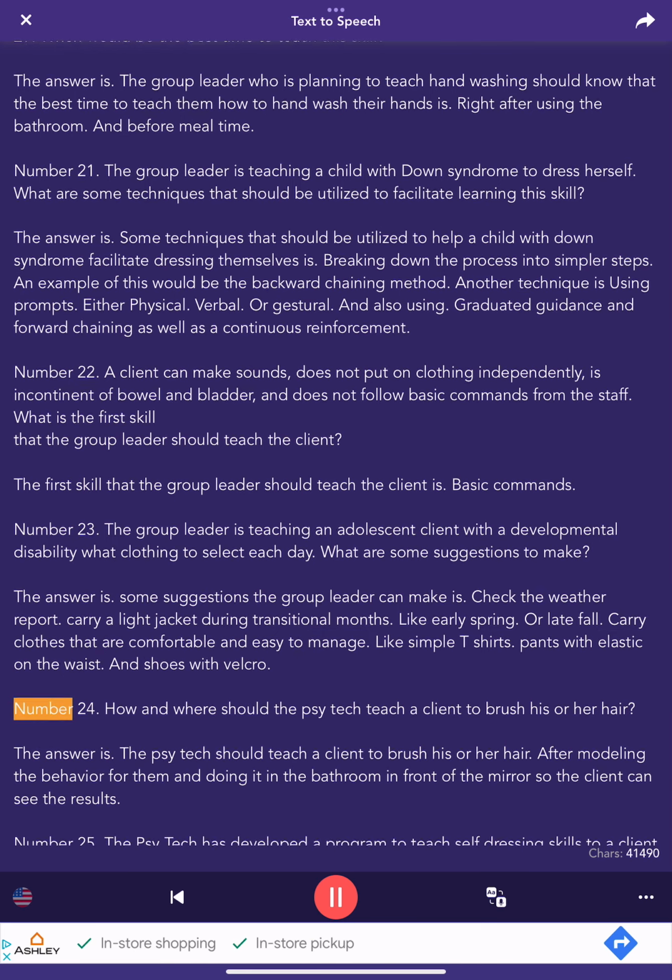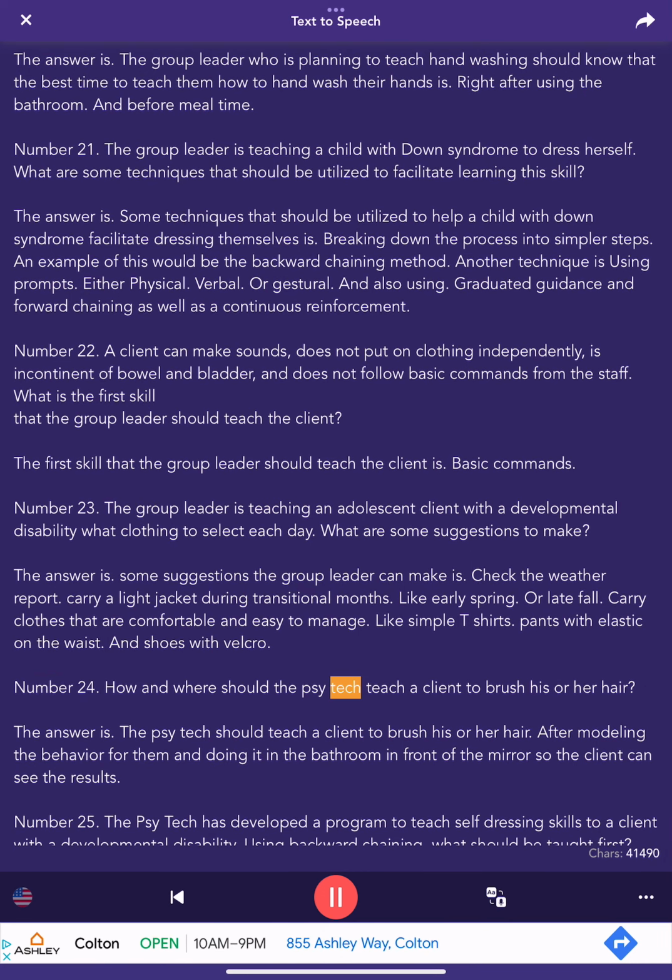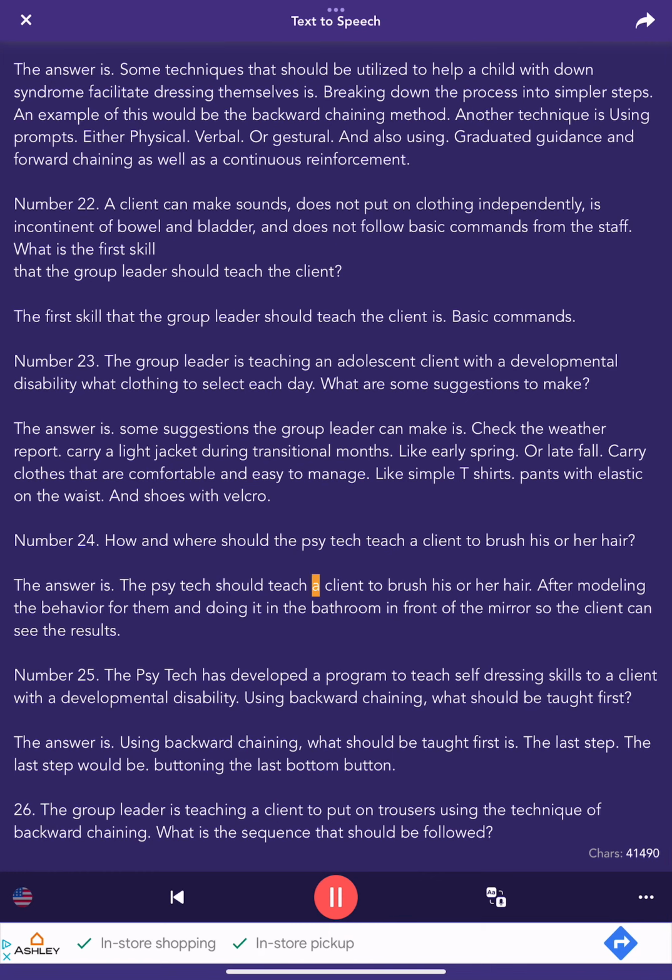Number 24. How and where should the psychiatric technician teach a client to brush his or her hair? The answer is, the technician should teach a client to brush his or her hair after modeling the behavior for them and doing it in the bathroom in front of the mirror so the client can see the results.